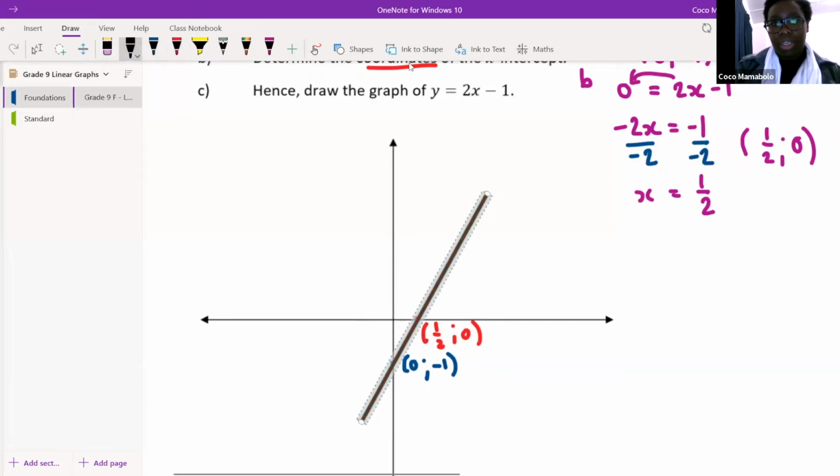Okay, I'm going to make it black. And then remember, it goes forever. All right. And what are we missing over here?